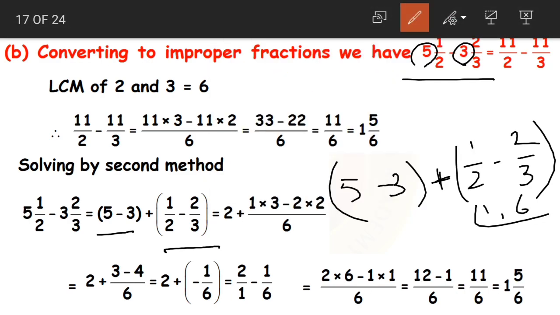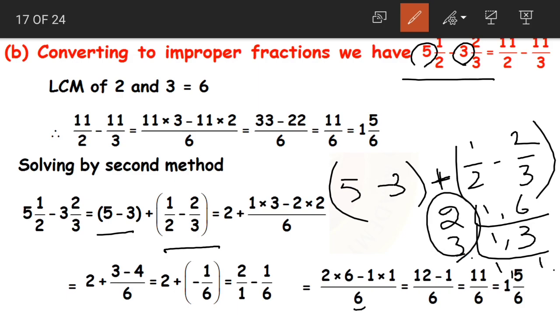1 and 6. 2. 1 as it is. 2 3s are 6. And then we have the prime number 3 wherein 3 1s are 3. So the LCM becomes 2 into 3, 6. Now we are having 2 here whose denominator is 1. So 1 6s are 6. So 2 into 6. Yes, 1 6s are 6. So we are multiplying the numerator with 6 as well.